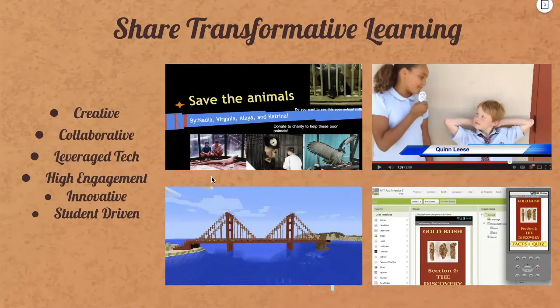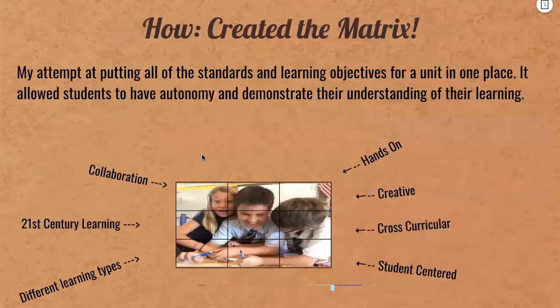I pulled those out of the old Google Drive there, but these are all just student creations. How this happened was, I created something called the Matrix. Basically, the Matrix was my attempt at putting all the standards and the learning objectives into one place, and then having autonomy, and having the students really just facilitating work and demonstrating their understanding to me, and doing so in a way where it wasn't me saying you have to do it this one way, everyone's doing the exact same way, but really opening it up.